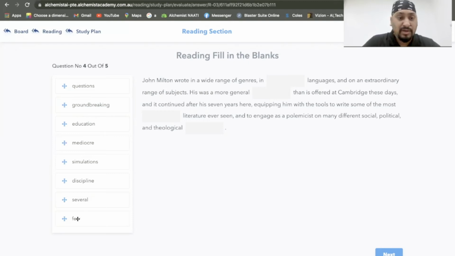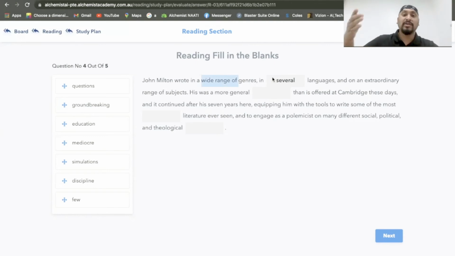So can I put he has written in few languages? If it is a wide range, it cannot be few. Can I put mediocre languages? Not really, that's not the right collocation. We don't have mediocre languages. The only thing I can think of is several: he has written in several languages and on an extraordinary range of subjects. Because languages is also in plural, so it cannot be singular anyway.